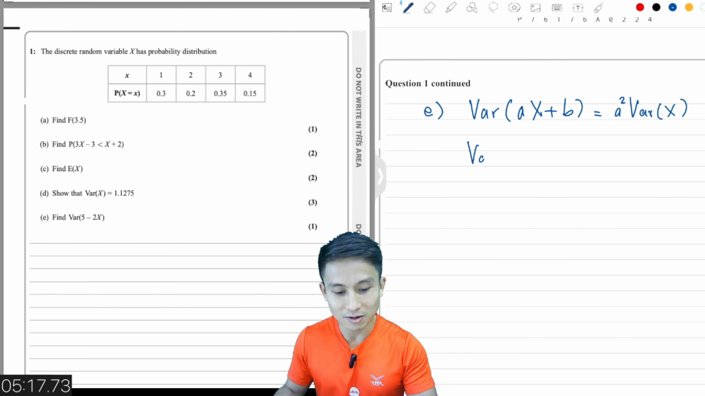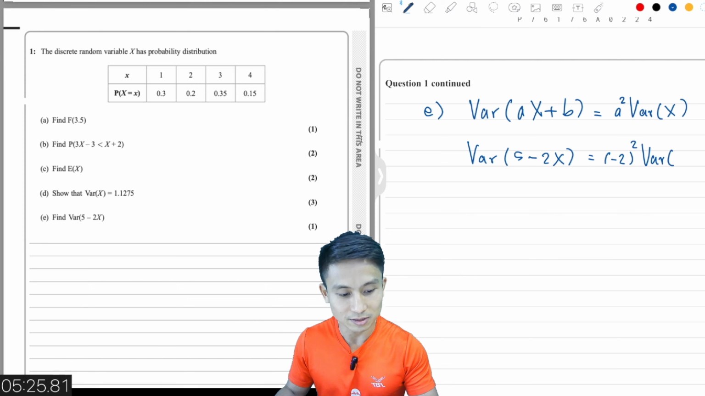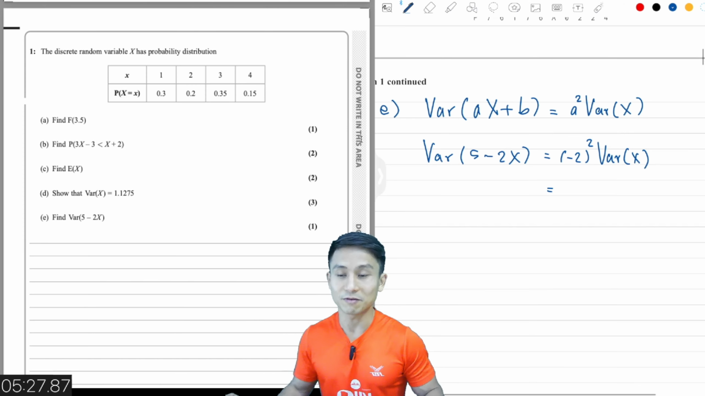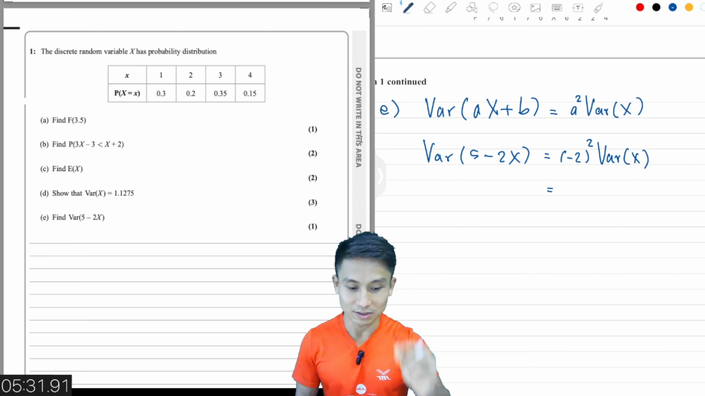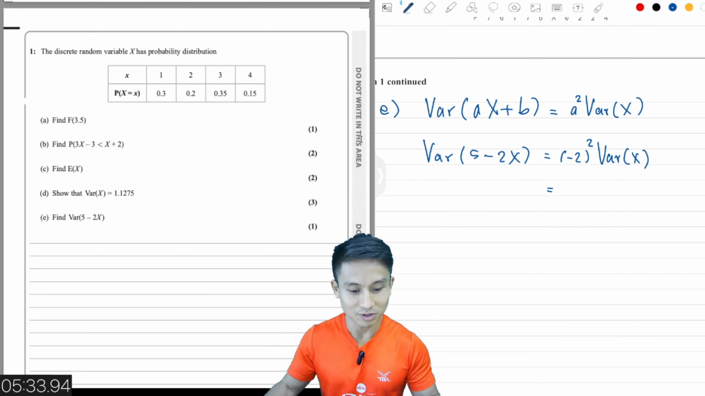That means var of 5 minus 2x is going to be, we're just going to take the minus 2 out and square it and put the var x instead here. So we ignore the 5 basically. Note that it's just the coefficient in front of x, right? Not just the first one. Just gotta be careful there.